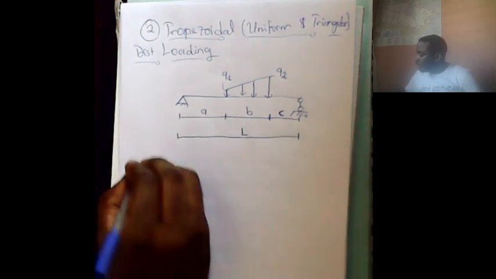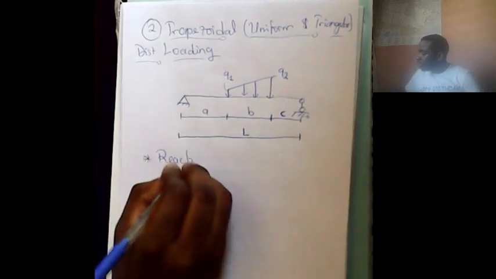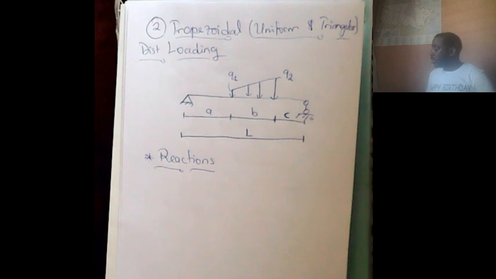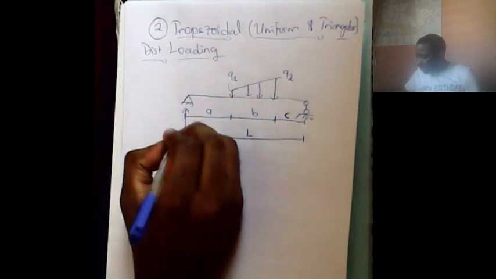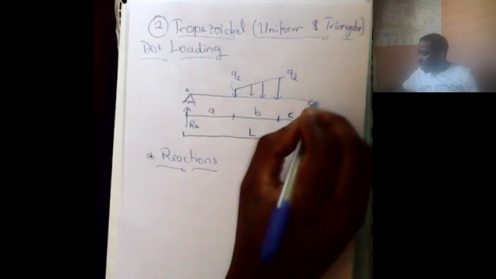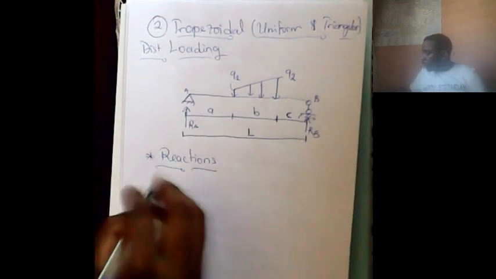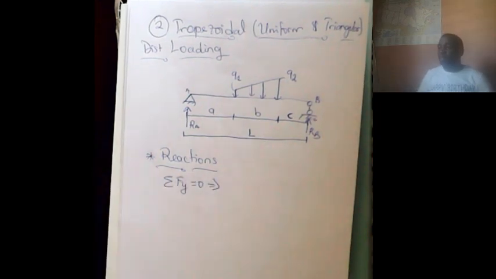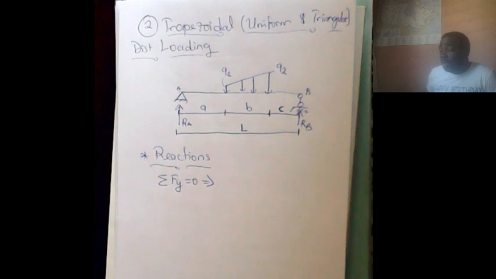So for reactions, we'll get reactions. Obviously, the loads are vertical, so by implication, I will have, again, an RA here and an RB here, if I call this point A and this point B. So the sum of forces following Y will have to be equal to zero. What are the ramifications? In this case, we have a distributed load.